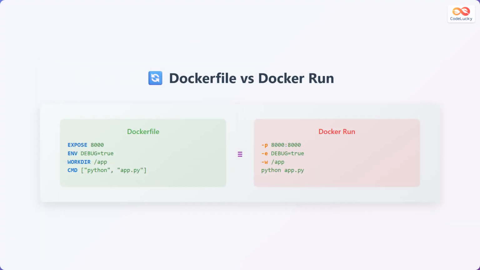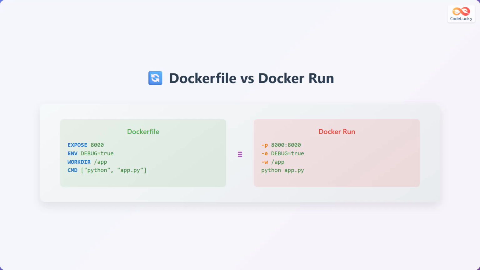Let's look at some Dockerfile versus Docker Run equivalents. In a Dockerfile, you can use the EXPOSE instruction to document which port the container will use. The equivalent in Docker Run is the -p flag, which maps the port. In a Dockerfile, you can use the ENV instruction to set environment variables. In Docker Run, you can use the -e flag.